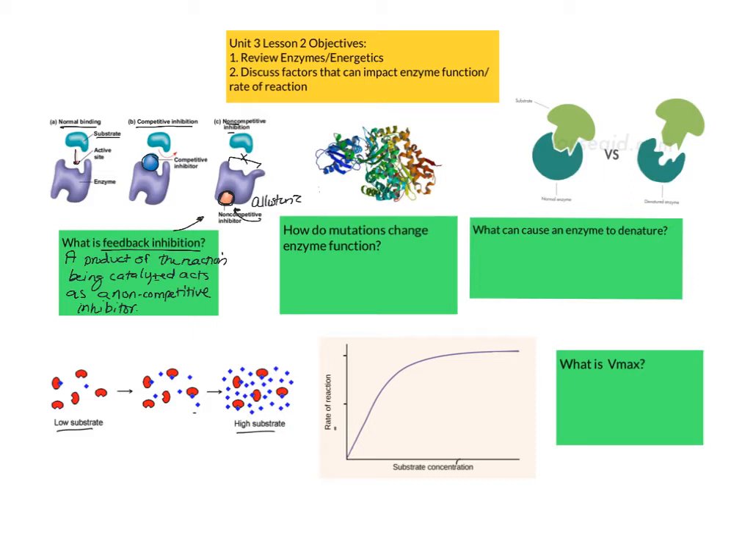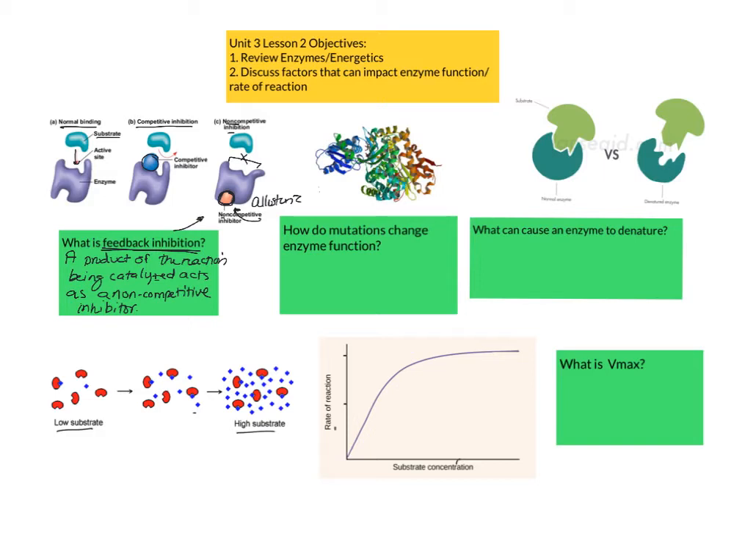And when you run out of products, you no longer have these non-competitive inhibitors, and so then the reaction picks up again. So that's what we mean by feedback inhibition, where the products of the reaction literally provide feedback to the enzyme to regulate it or slow it down when necessary. Okay, so that's the first thing: this idea of inhibition, competitive inhibition, non-competitive inhibition, and feedback inhibition.